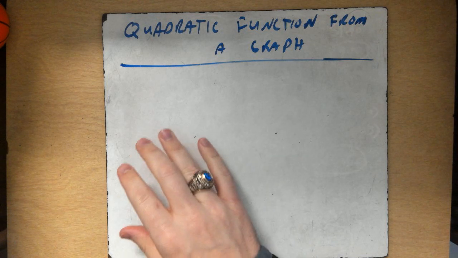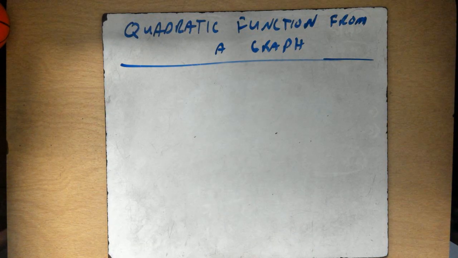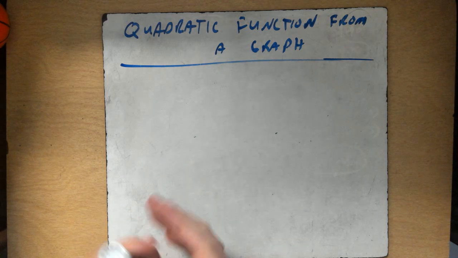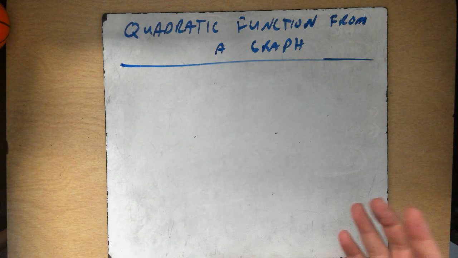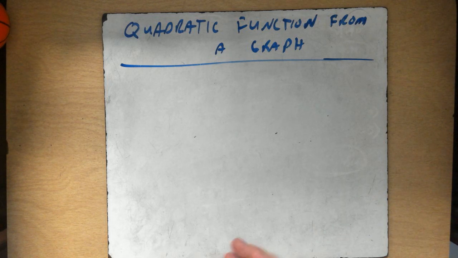Alright, today's topic is finding a quadratic function from a graph. In the past we have a quadratic function and an equation, right? And we put it in the graph, we graphed it, and this time we're actually going to have a graph, and we're going to do the opposite and find the function for it.